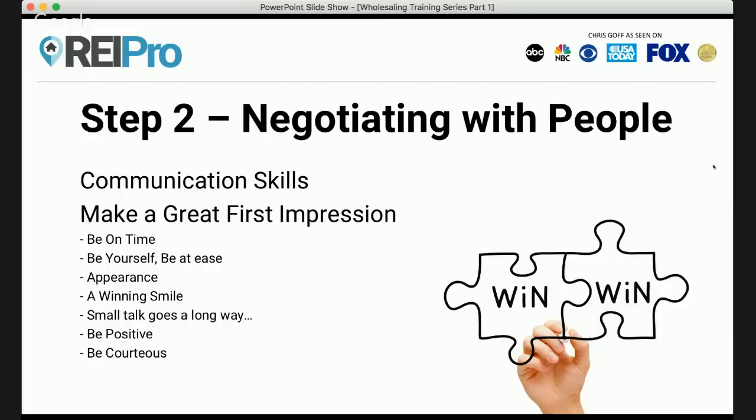But always make a great first impression, no matter if it's on the phone or at the property. Be on time if you schedule an appointment. Be yourself, be at ease. Your appearance. It's not that if you're ugly, you just can't do this business. It's all about dressing the part where you live. If I'm in New York or Manhattan, I'll probably wear a suit and tie. If I'm in Peachtree City, Georgia, I'm wearing a polo shirt and golf shorts. You dress the part and always have a winning smile. You look more approachable when you smile. You look more trustworthy when you smile. Keep that in the back of your mind when you're talking with people.